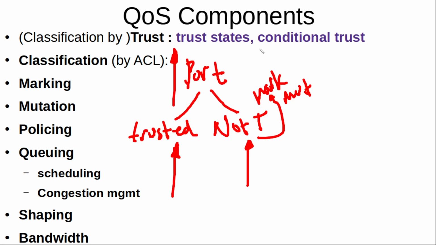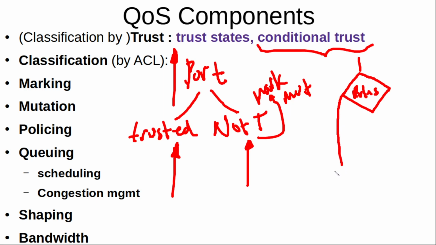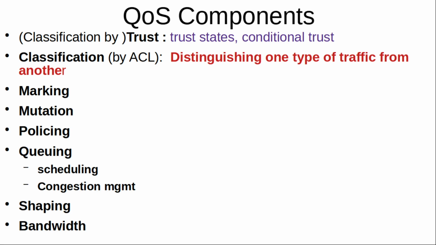And we have another feature with Cisco, which is conditional trust. This means that some rules are applied to each port in a switch, and after applying these rules, the switch will decide whether to put the port in a trusted state or not trusted state, and this happens dynamically. That is somewhat cool. Let's go for the next quality of service component.